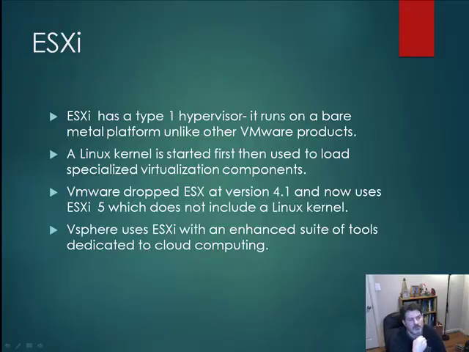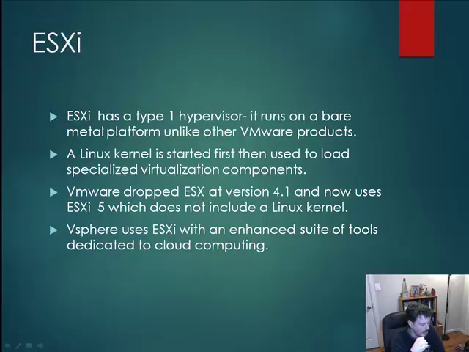With ESX version 4.1, there was a Linux console that came with ESX when it first came out. The console gave the user the ability to manipulate the hypervisor environment in a very nice GUI, easy to understand way. There were a couple of reasons why they dropped that at version 4.1.